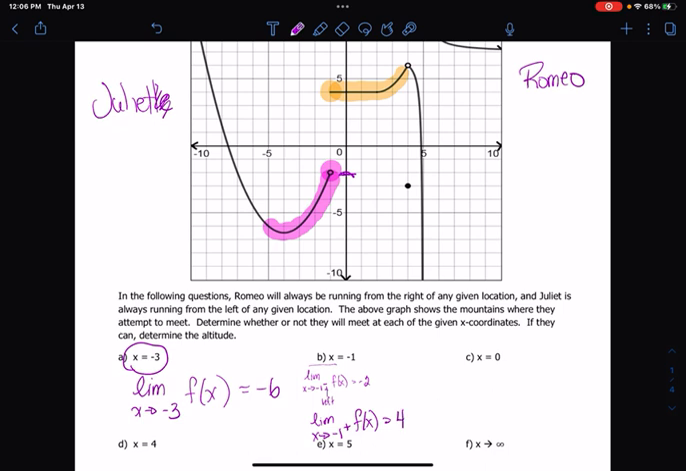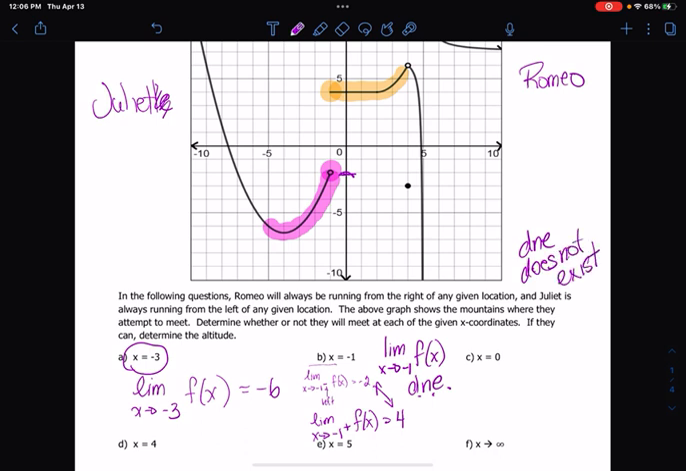So notice that they don't meet, and because they don't meet, we actually say the limit as x goes to -1, the full limit of f of x, does not exist, DNE. And I need to write that down somewhere. Does not exist. The limit doesn't exist because they don't meet.